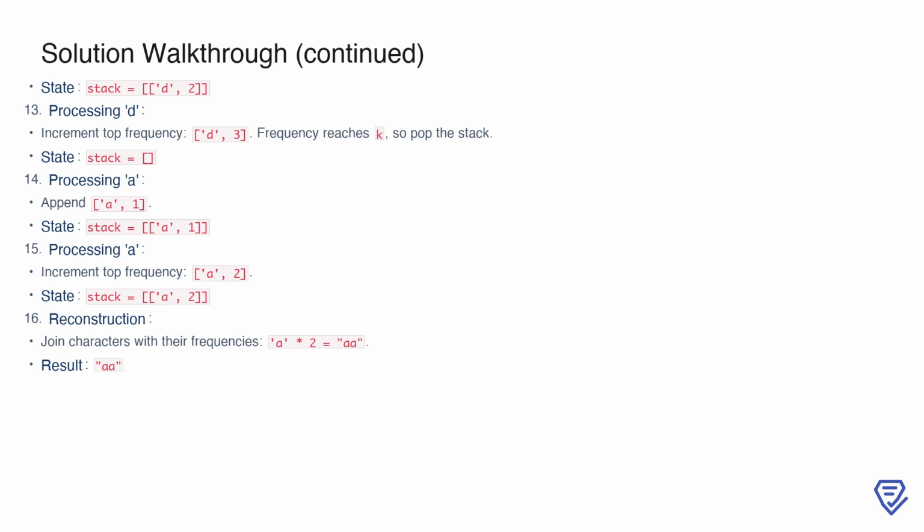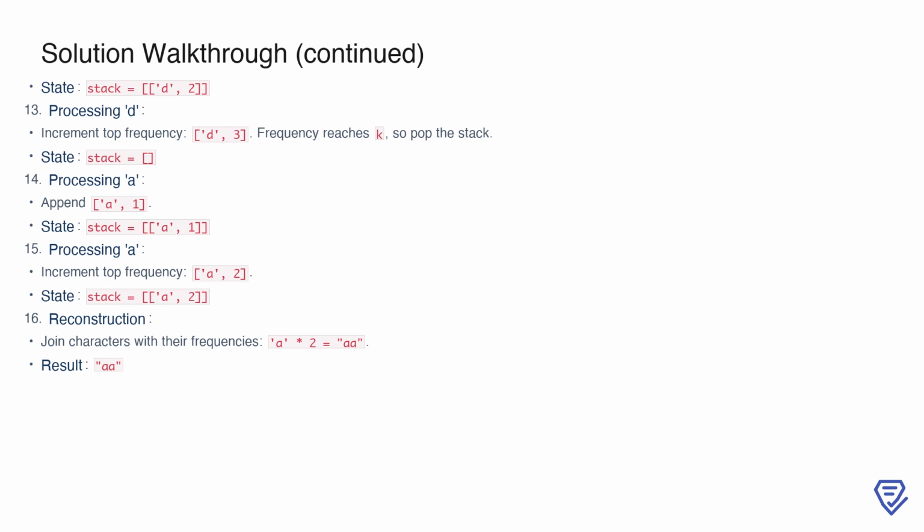With the stack now at d2, we process the next d, incrementing its frequency to d3. Since this reaches k, we pop d from the stack, leaving it empty. Next, we encounter a, appending it as a1, and then another a, incrementing its frequency to a2. Finally, we reconstruct the result from the stack, which contains only a2, resulting in the string AA.